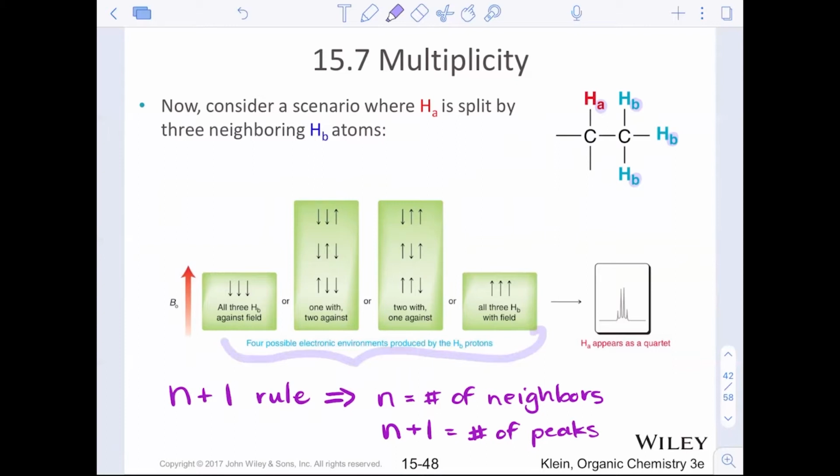This is what we call the N+1 rule. When HA had 1 neighbor, it was split into 2 peaks. When HA had 2 neighbors, it was split into 3 peaks. When HA here in this example has 3 neighbors, it's split into 4 peaks. The N+1 rule says N is the number of neighbors, N+1 is the number of peaks that you see. So if HA has 3 neighbors, 3 + 1, HA's signal will be split into a quartet, 4 peaks. And that's what we are going to see with all of our protons and multiplicity.